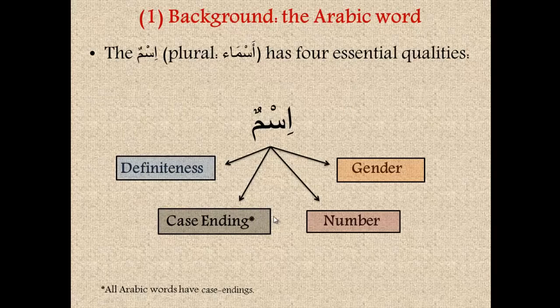For clarification, case ending is not exclusive to the ism. All Arabic words have case endings, and we will learn later on that verbs have case endings as well. But for now, whenever you see an ism, whenever you see a noun appear, I want you to think about these 4 qualities. What's the gender of the word? What's number? What's the case ending? And what's its definiteness? Meaning, is it definite or indefinite? But we'll get to this in a bit. Let's talk about gender for now.